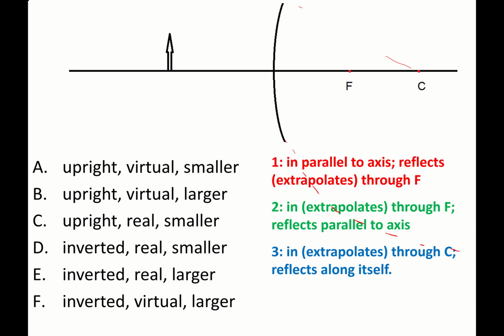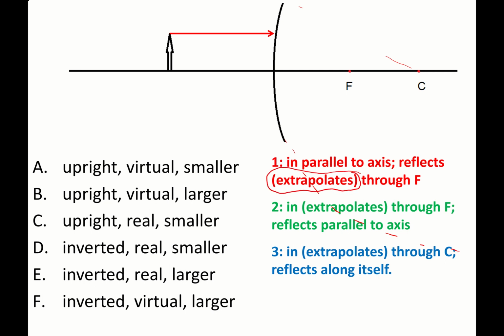Those are a virtual focal point and virtual center of curvature because they're behind the mirror. And it turns out that we always have the same situation no matter where we put the object in front of a convex mirror. All right, so let's draw it. So ray 1 comes in parallel to the axis till it hits the mirror.